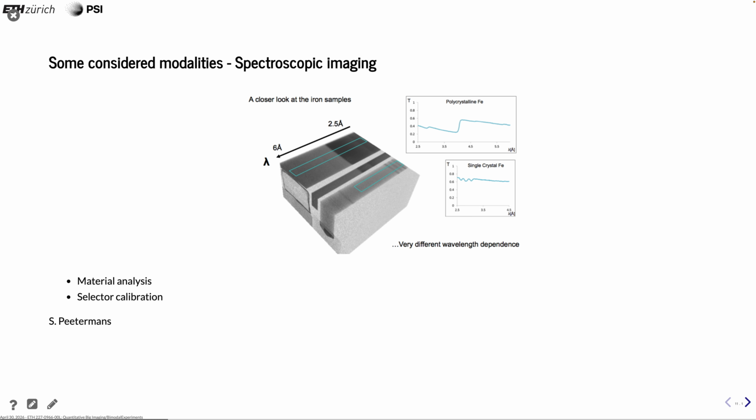Another way would be to work with spectroscopic imaging, looking at not only a single wavelength, but also multiple wavelengths, and combining the information into a single image. That is often used for material analysis. Here you can see the Bragg spectrum from polycrystalline iron and the single crystal spectrum from iron. These two have very different profiles, and that can help us to determine what characteristics the iron has in the sample.